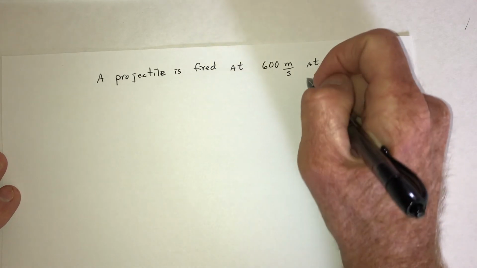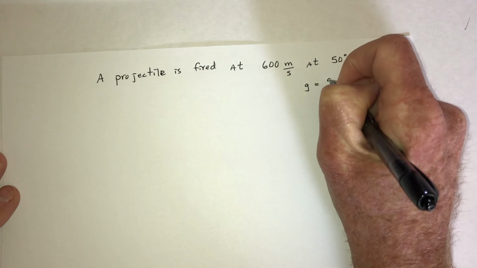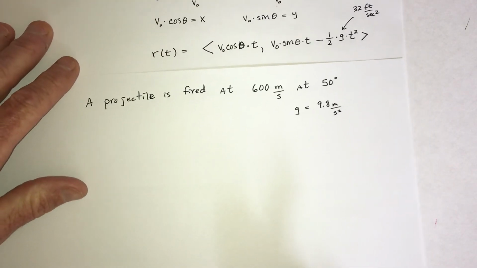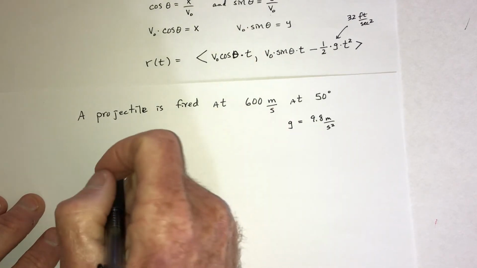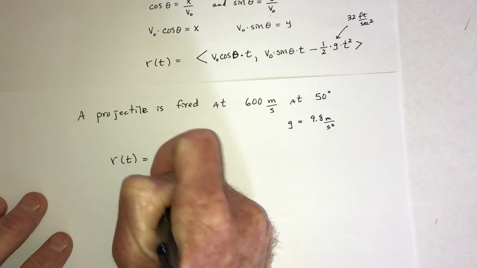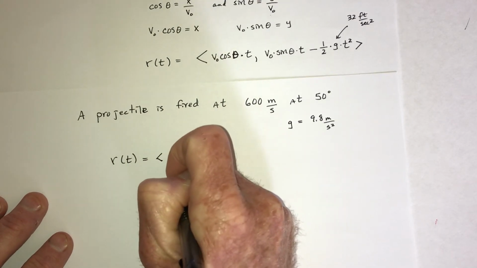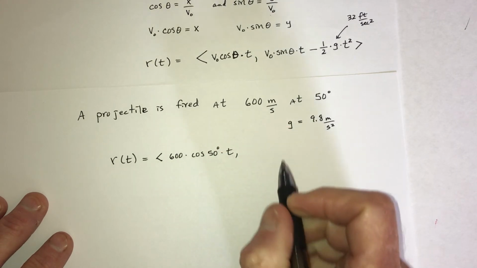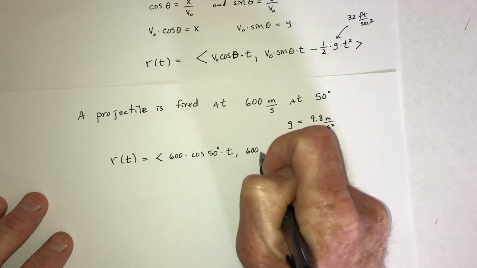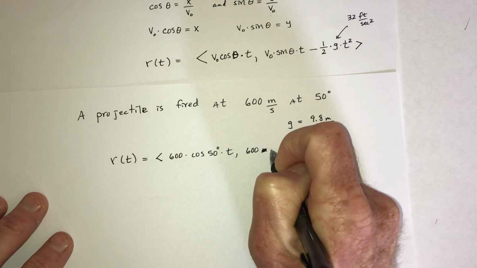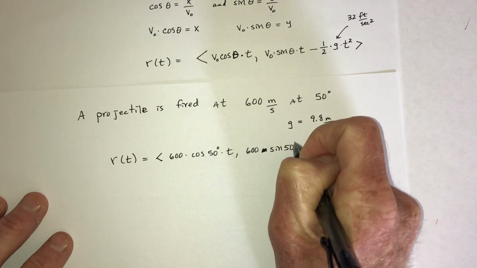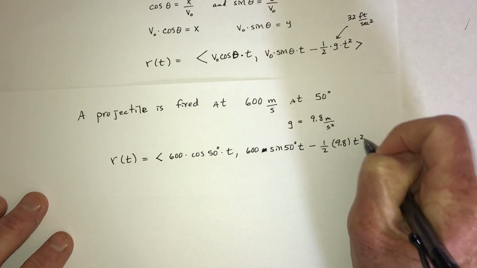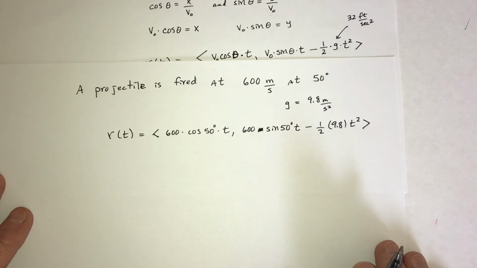Since this is in the metric system, we're going to have to use that the acceleration due to gravity is 9.8 meters per second squared. All right, use my little formula right here. So the function: you put the initial velocity, that's 600, and then cosine of 50 degrees times t. And then this part will be the initial velocity of 600 meters per second. I don't need to write that. Then sine of 50 degrees times t, minus 1/2 times 9.8 t squared. Okay, so this is going to be our function.